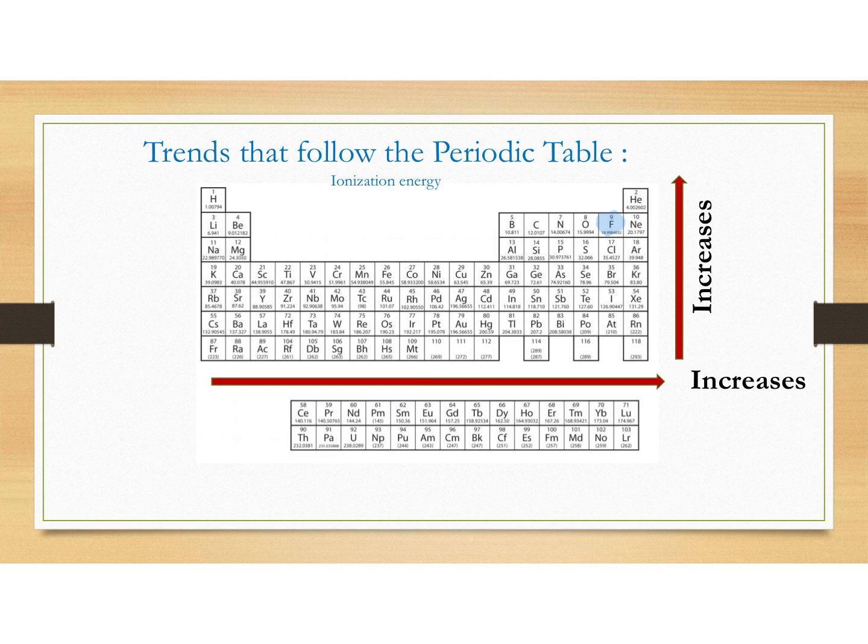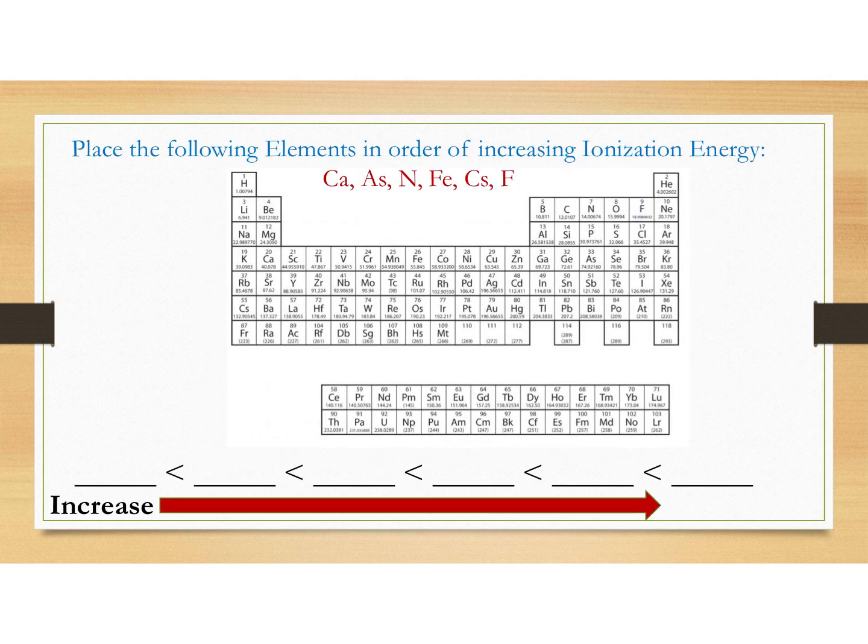So when we're looking at this, you will be asked questions to compare things on the periodic table. Which element is larger than the other one? Which element has more ionization energy than the other one? Which one has more metallic character than the other one? Let's look at an example. Place the following elements in order of increasing ionization energy. Let's look on our periodic table where each one of these is.